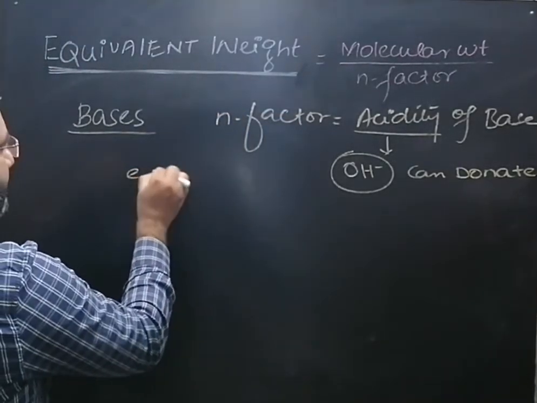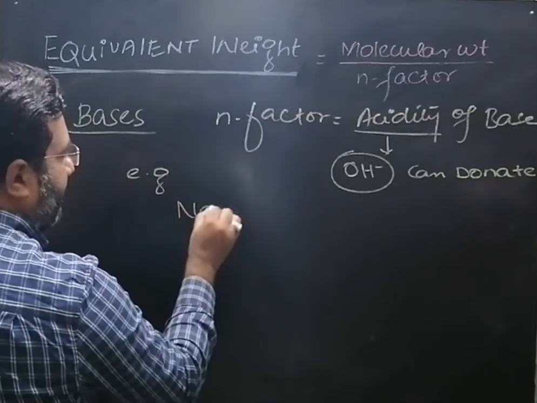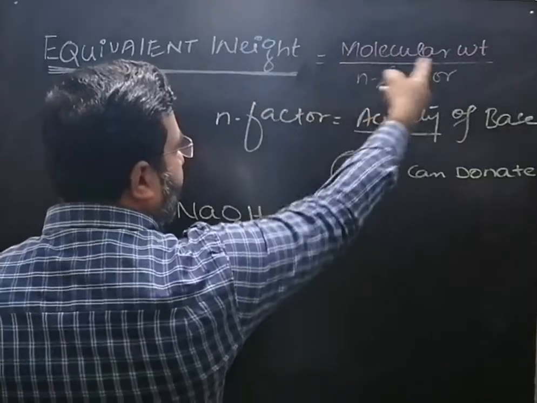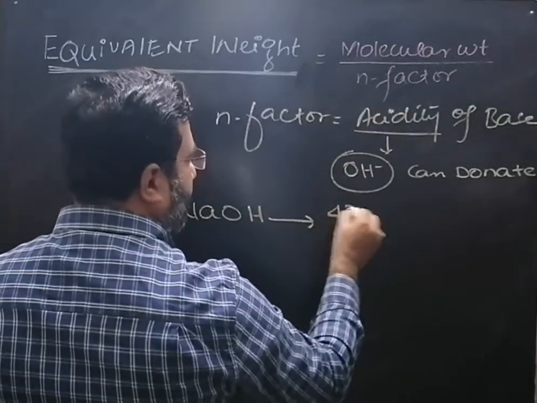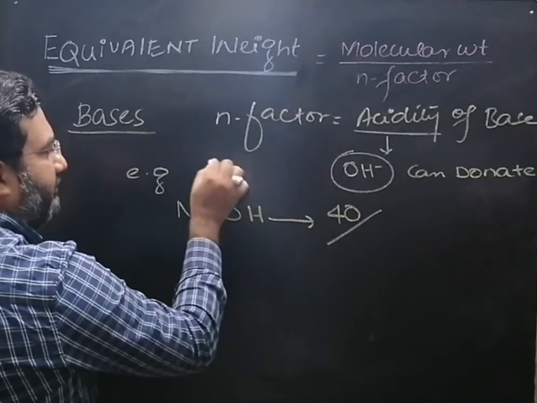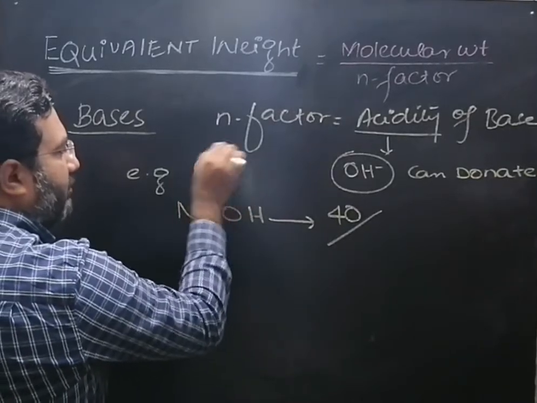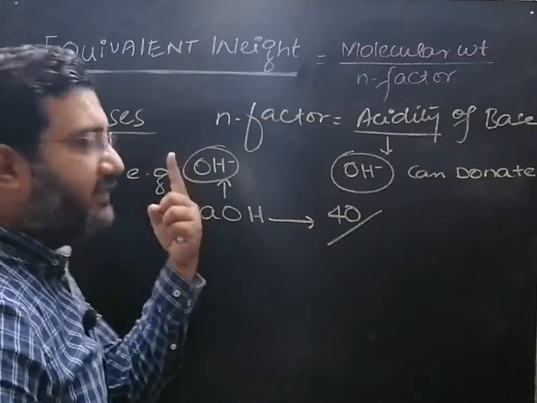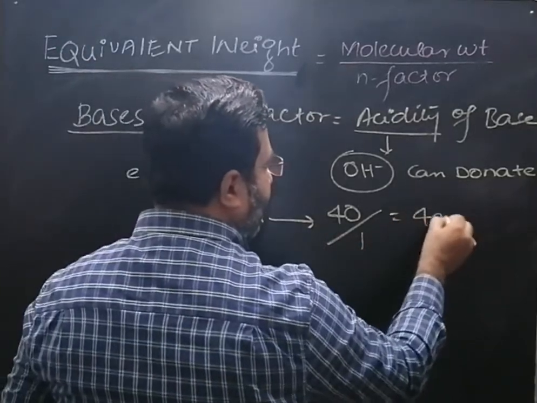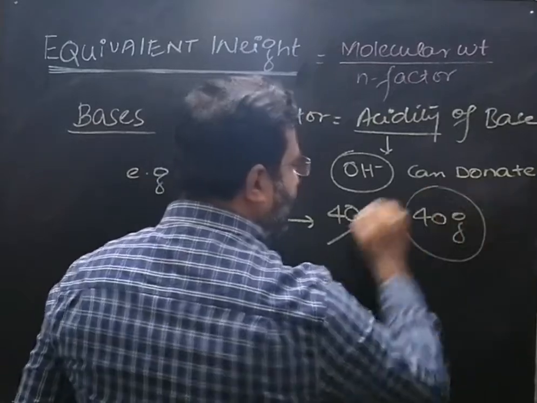Let us take some examples. For example, in case of sodium hydroxide, what is its molecular weight? That is equal to 40, divided by how many OH- ions 1 mole of NaOH can donate, or 1 molecule of NaOH can give. That is only 1 OH- ion. So its acidity is 1 and its equivalent weight will be equal to 40 grams.